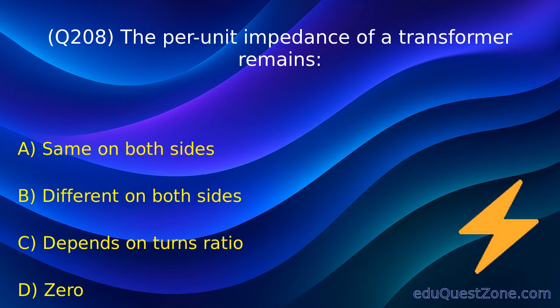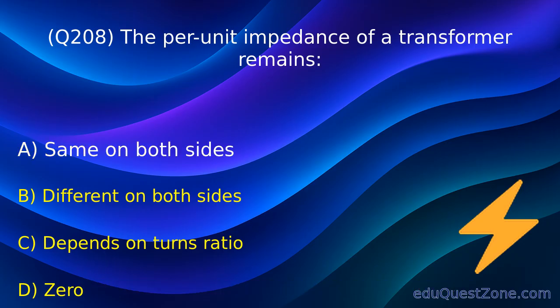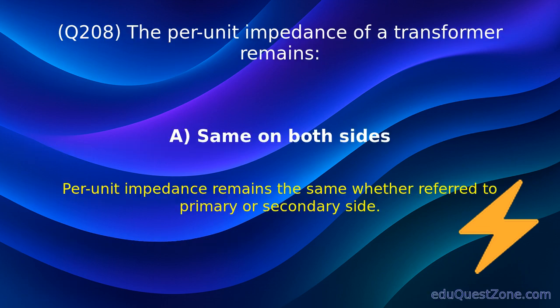Question 208. The per unit impedance of a transformer remains... Option A, same on both sides. Per unit impedance is the same on primary and secondary side.